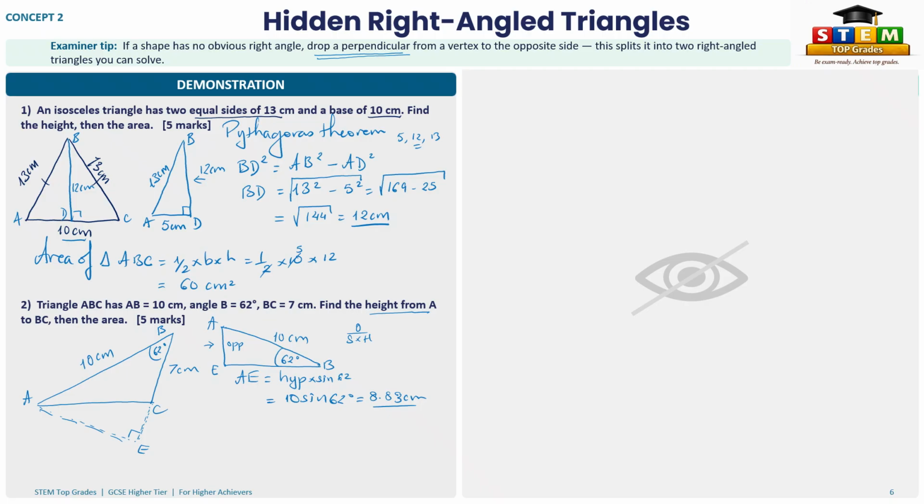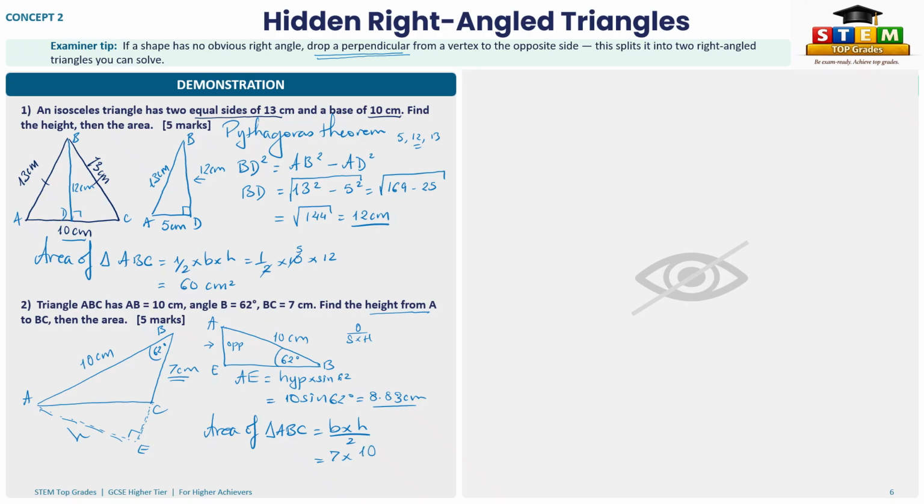That will lead to the next part, which is to find the area of the triangle. So we're looking for the area of triangle ABC, which is base times height over 2. And what's the base? The base is 7 centimeters. And the height is this, which you worked out.